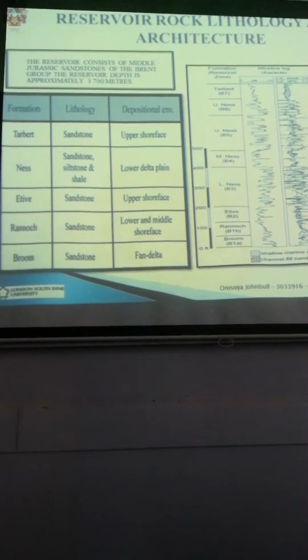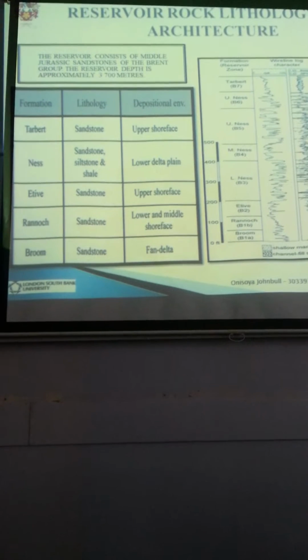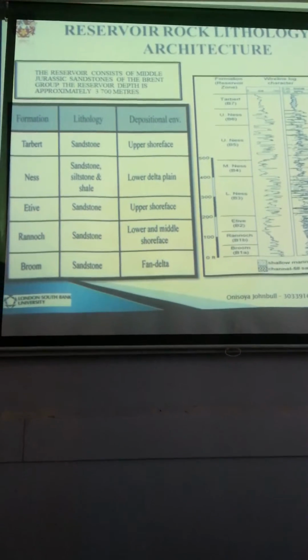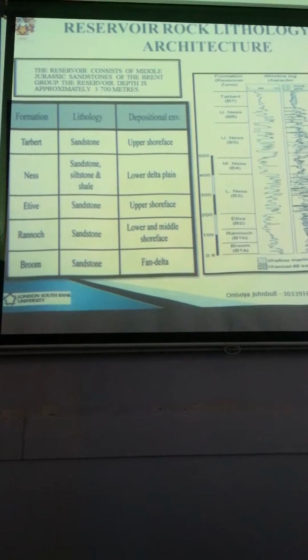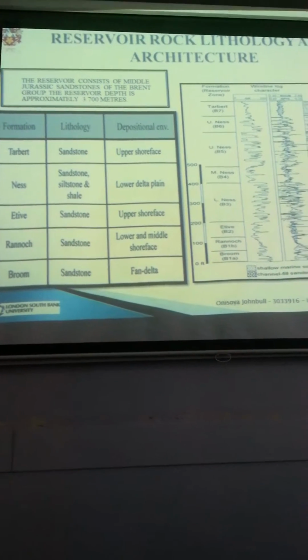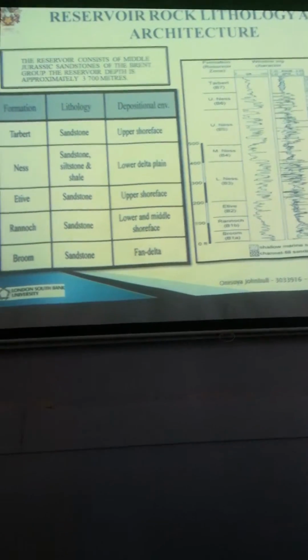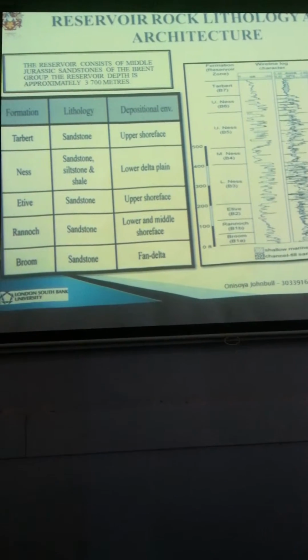The Vale gas field is the reservoir. The reservoir is a Middle Jurassic sandstone, and is found at about 3,700 meters depth. And it's of the Brent group, and these are the formations found in the Brent group: Tarbert formation, Ness, Etive, Rannoch, and Broom.